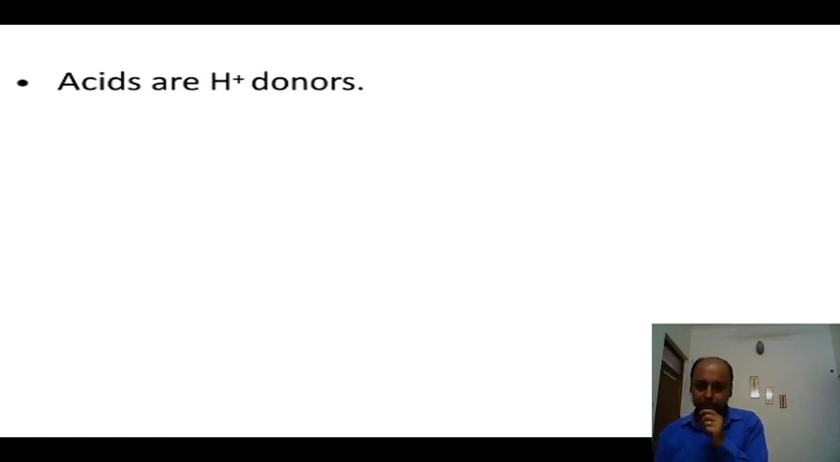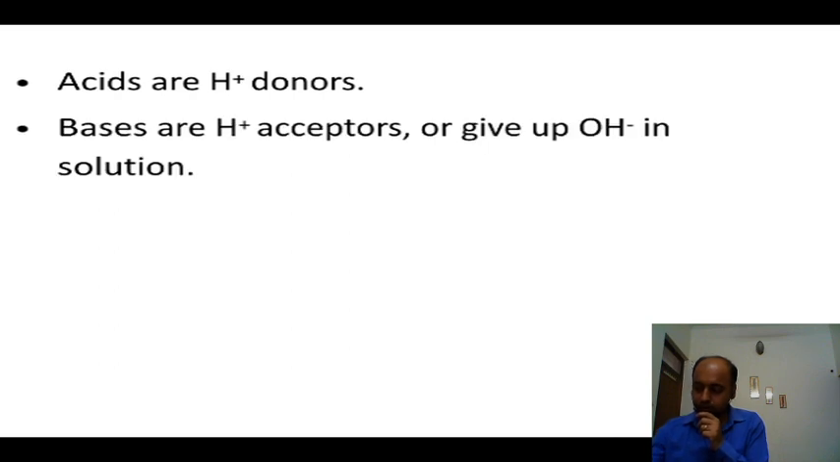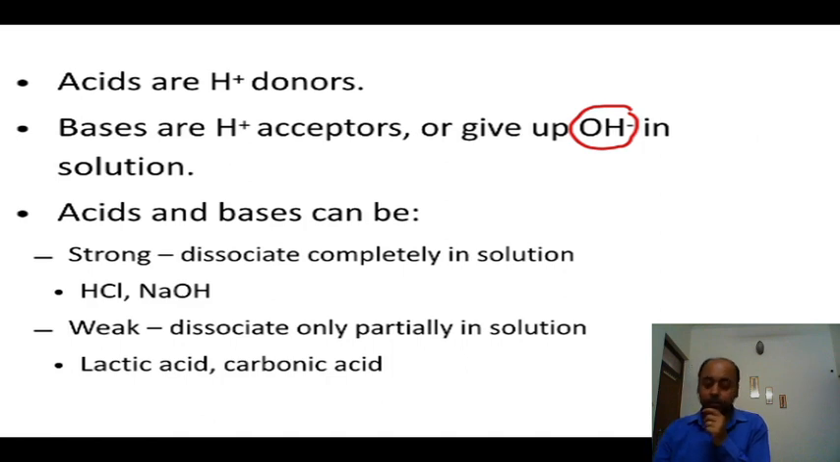Acids are H plus donors, this also you know, and bases are H plus acceptors, or they are hydroxyl group donors. Now, acids and bases can be of two types. Broadly, some of them are strong. When we say strong acid or strong base, what is the important property? They will dissociate completely in solution.